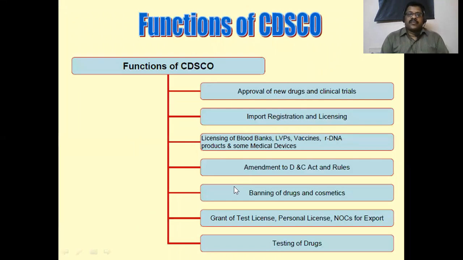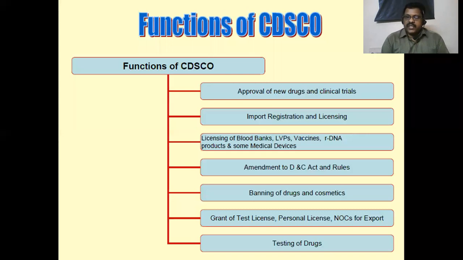Okay, then functions of CDSCO. Approval of new drug and clinical trial. We are applying INDA, NDA all to the CDSCO only. To initiate a clinical trial, to continue the clinical trial, and to get an approval for a new drug, we need approval from CDSCO.